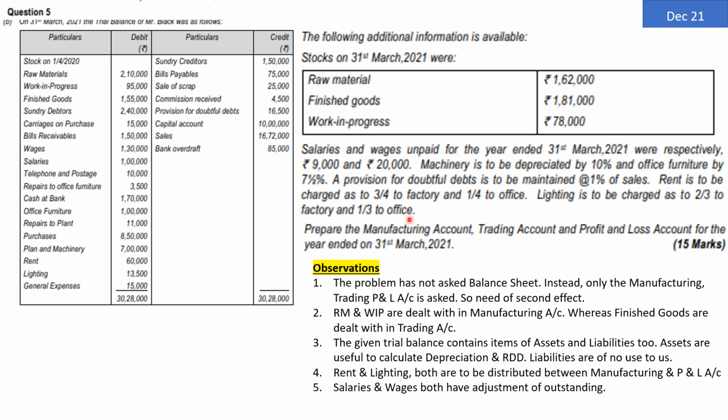Salaries and wages both have adjustments of outstanding, that is given here. Salaries outstanding rupees 9,000, wages outstanding rupees 20,000. So we'll have to be careful about them. These are the basic points which are necessary to solve the problem properly.